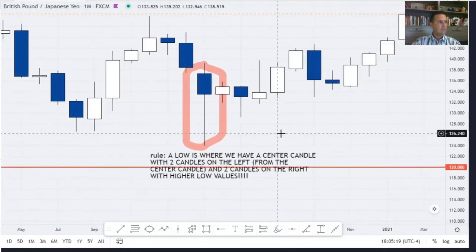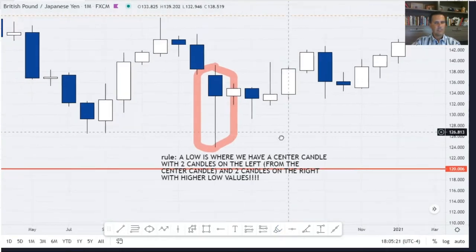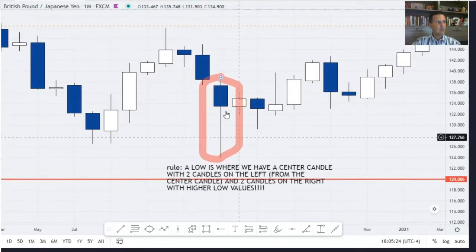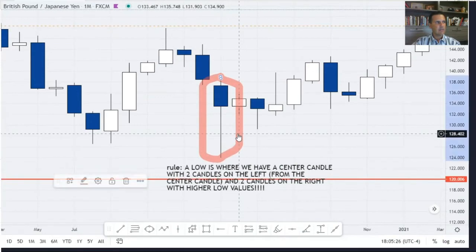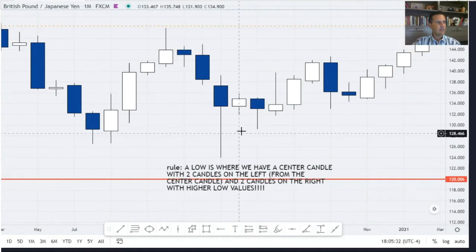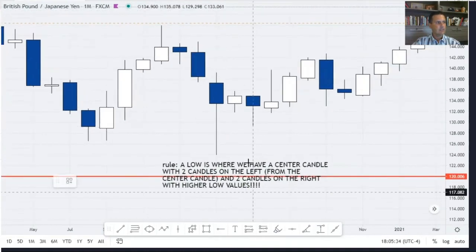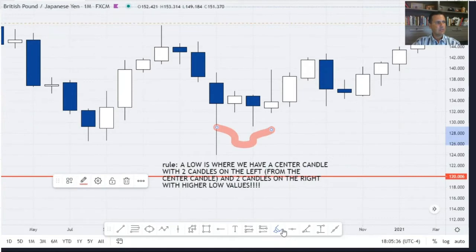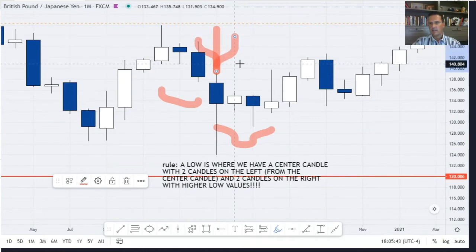So very slowly, I'm going to go with the mouse on the center candle. This is a center candle, right? Why is this a center candle? Because we have 2 candles on the right, and we have 2 candles on the left. This makes this one a center candle. So a low is where we have a center candle with 2 candles on the left.